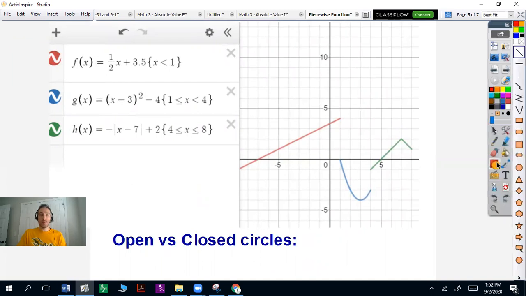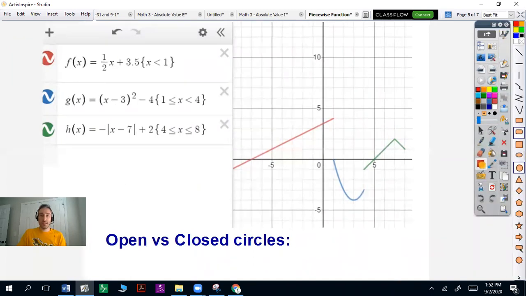And you can get those open and closed circles pretty easily from the inequalities. So if I look at the first function, the 1/2 x plus 3.5 for x is less than 1, that's going to be an open circle because it does not have an equal. So when you get to that point there, that would actually be open. For this inequality, on the left side of the parabola at the 1, it would be closed because of that equal sign.